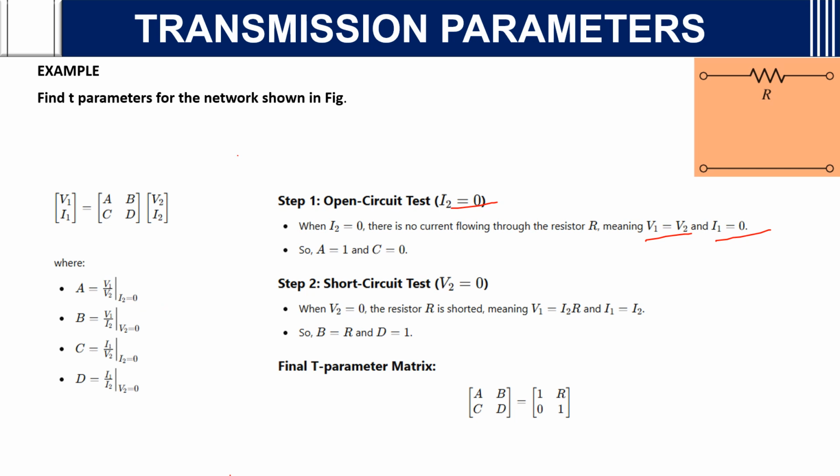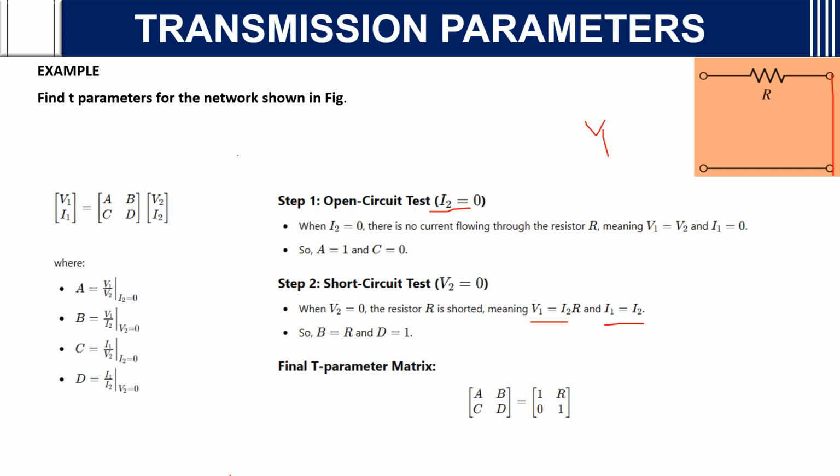Now what will we make? Short circuit. The short circuit test where V2 is equal to 0. See, whenever current, we open circuit; whenever voltage, we short circuit. So V2 equal to 0 means we short circuit this V2 side. When V2 is equal to 0, the resistance is shorted, meaning V1 will be equal to I2R. I1 will be equal to I2. See, when V2 is equal to 0, the two currents will be equal.